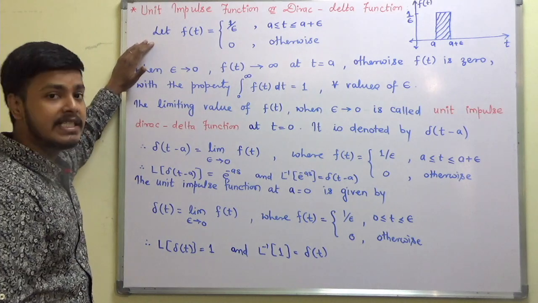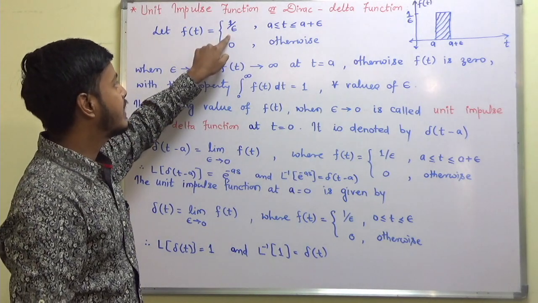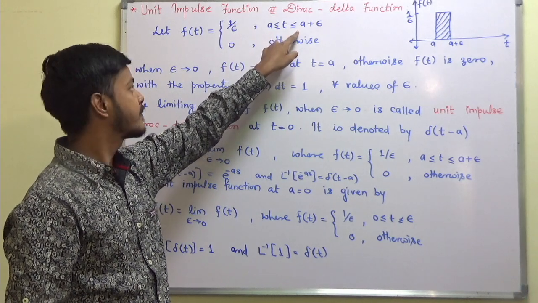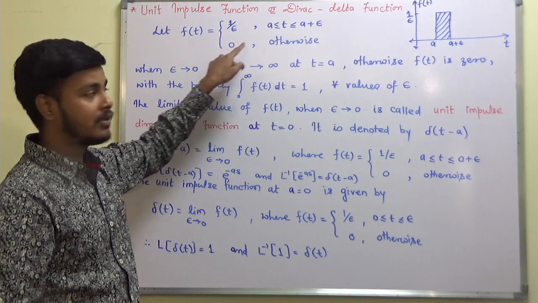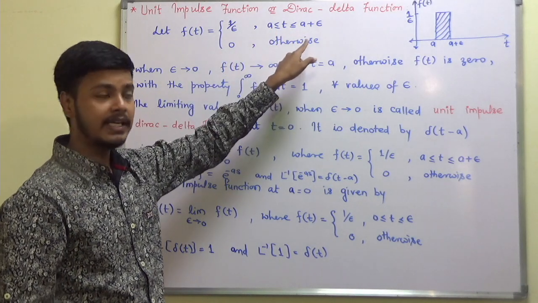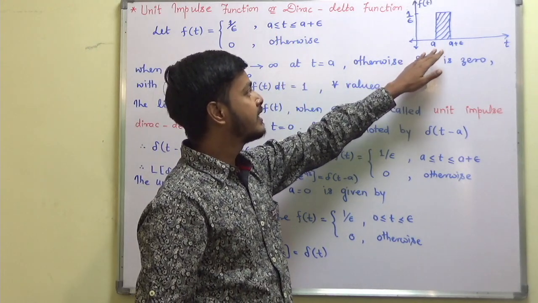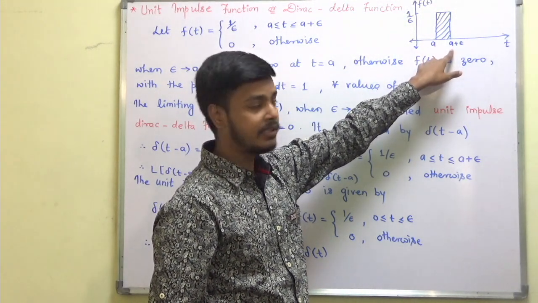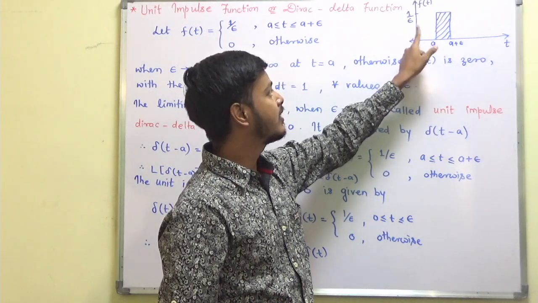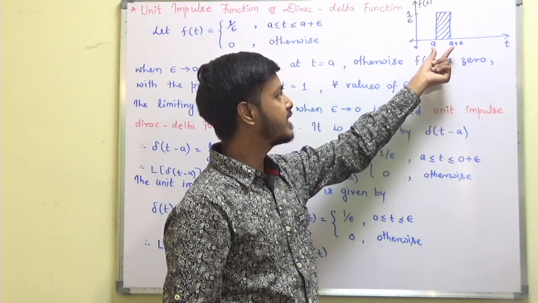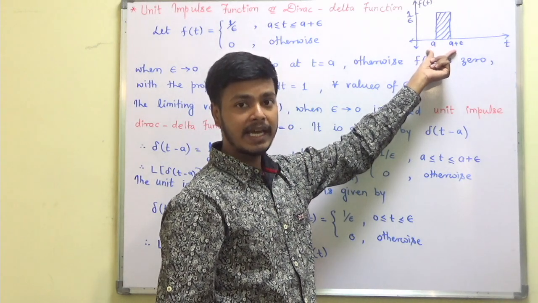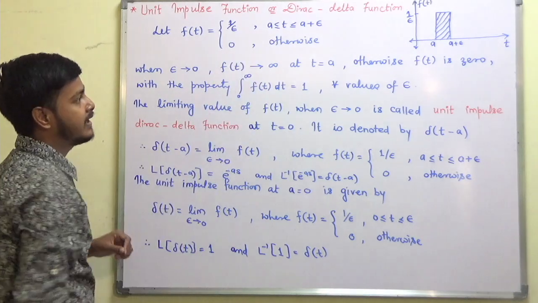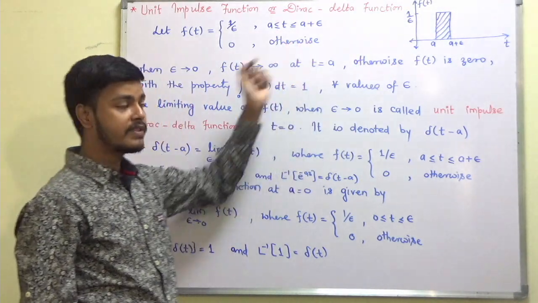So let f of t be equal to 1 by epsilon in the interval a less than or equal to t less than or equal to a plus epsilon, and its value is 0 other than this interval. If you can see the graph, this function has values only in the interval a to a plus epsilon, and there is no value apart from this interval, meaning other than this interval it has value 0. So this is what we have written, and this is the graphical representation of this function.